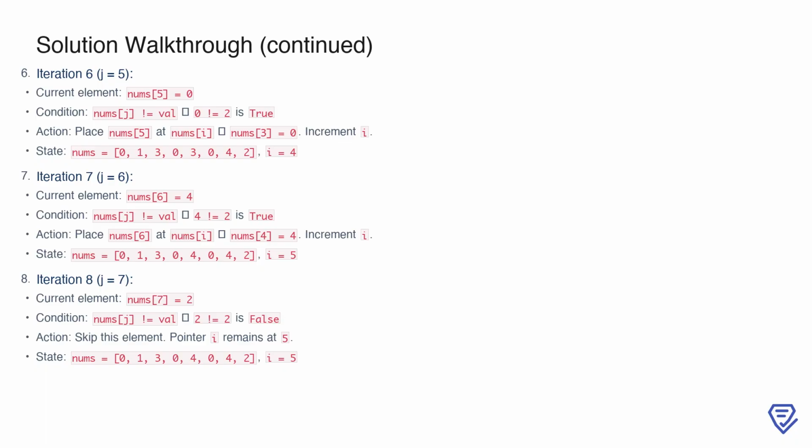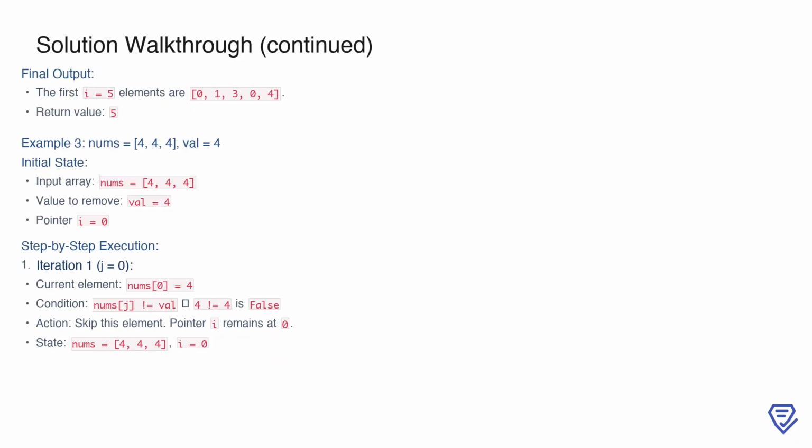In the seventh iteration, the current element is nums[6], which is 4. Since 4 is not equal to 2, we place it at nums[4]. The array updates to 0, 1, 3, 0, 4, 0, 4, 2, and I is incremented to 5. In the eighth and final iteration, the current element is nums[7], which is 2. Since 2 equals the value to remove, we skip this element, leaving I unchanged at 5. At the end of this example, the first I equals 5 elements of the array are 0, 1, 3, 0, 4, and we return I, which is 5.